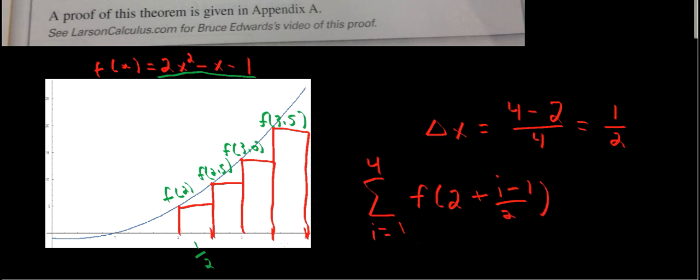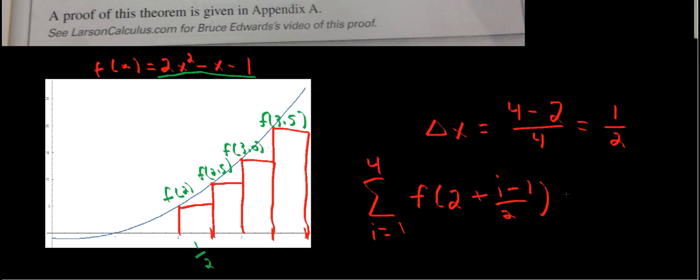Now that gives us the height of each rectangle. So when I equals 1, that gives us f of 2. When I equals 2, that gives us f of 2.5. When I equals 3, that gives us f of 3.0. And if you don't believe me, you can just try it out. Or if you don't trust it, you can just verify it. Go through and see if it accounts for every one of the heights of the rectangles.